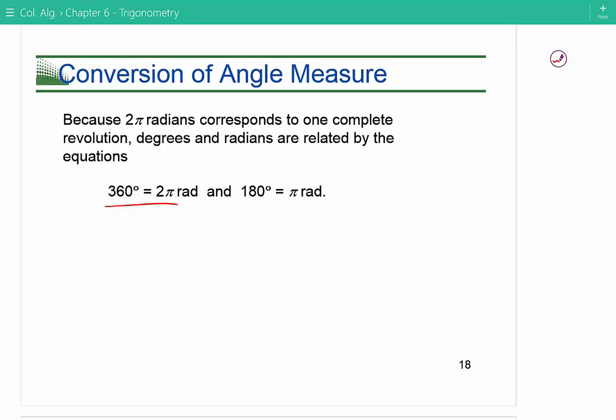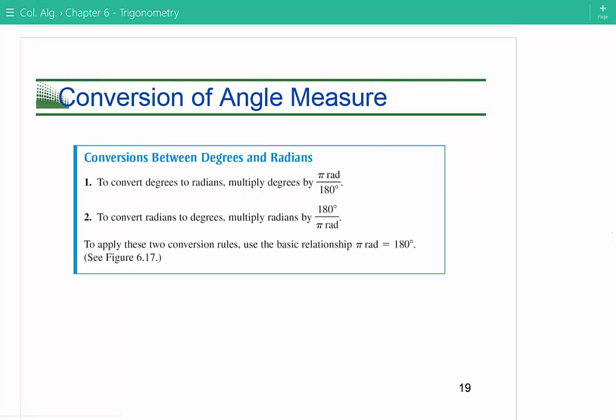So because 360 equals 2 pi, then obviously pi equals 180. That's what we're going to use to convert back and forth between radians and degrees. So converting from degrees to radians, we're going to multiply this. To convert from radians to degrees, we're going to multiply by this.